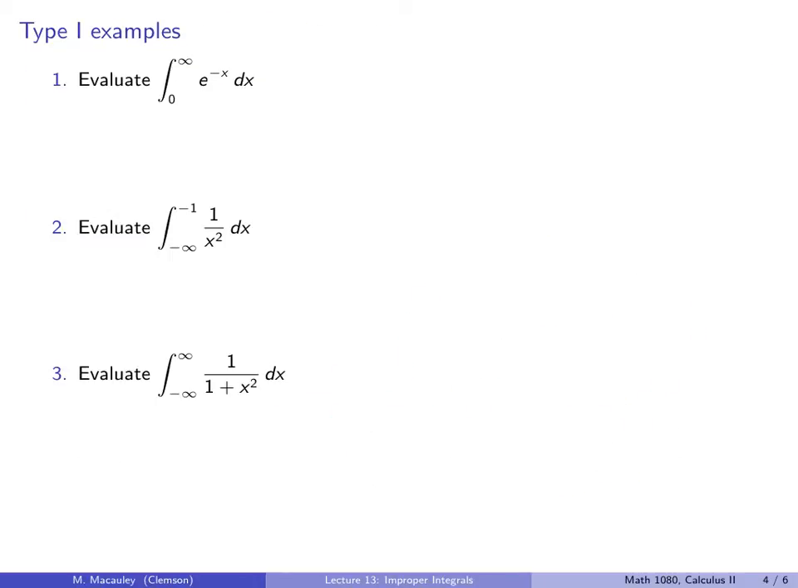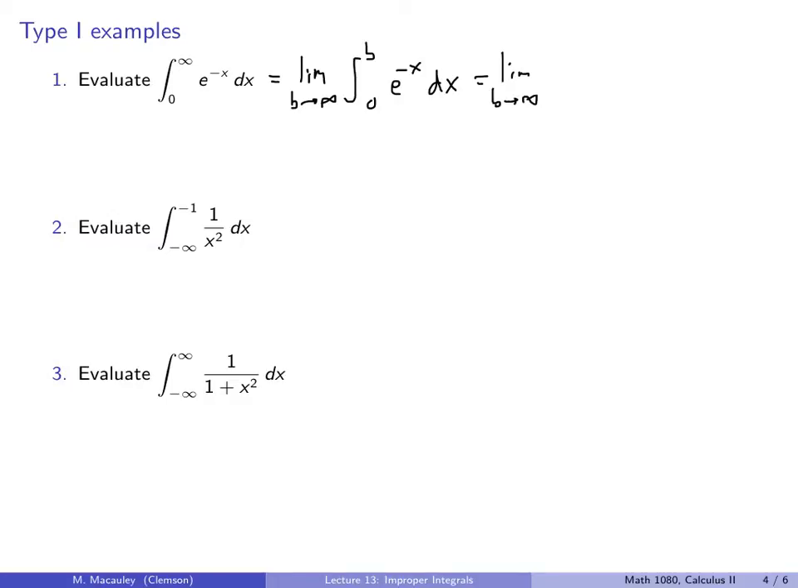Okay, so let's do 3 examples. The first one we saw in the first slide, the second one was a little bit different. So this first example, by definition, is equal to the limit as b goes to infinity of the integral from 0 to b of e to the negative x dx. So let's just compute that integral.